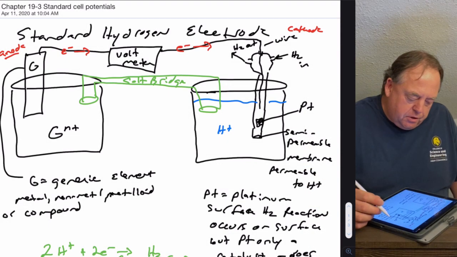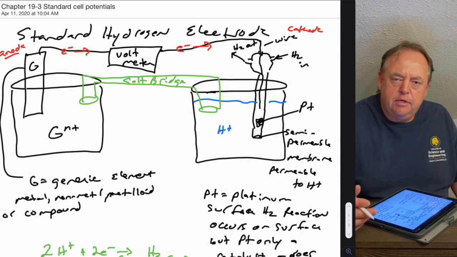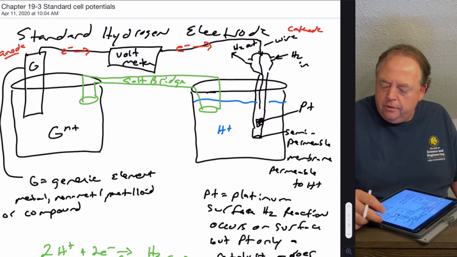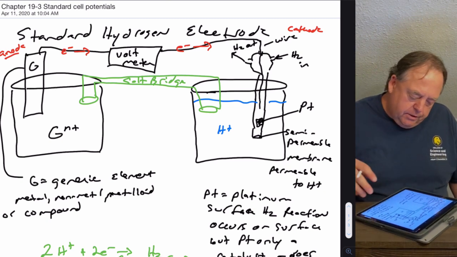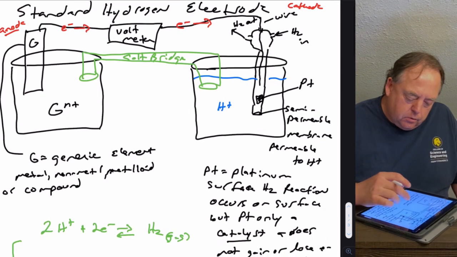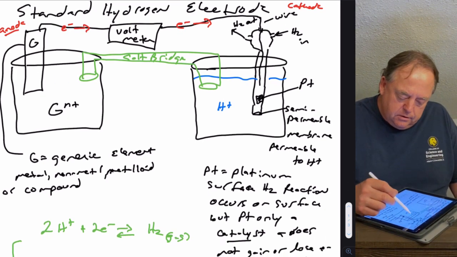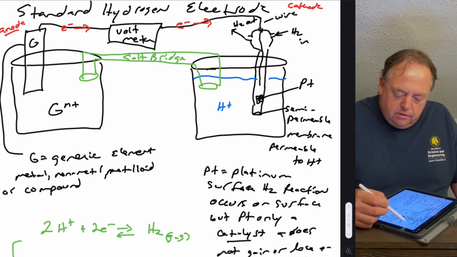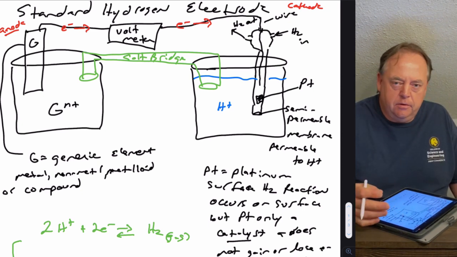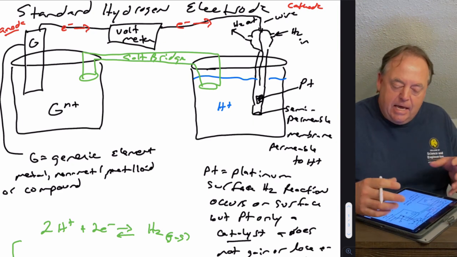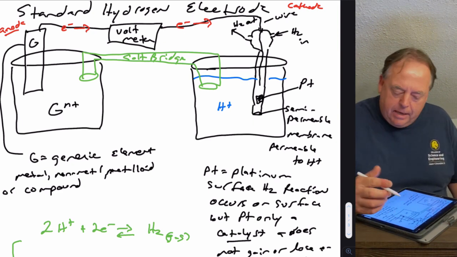So in this lecture, we'll cover what are known as standard cell potentials, and we'll also look at the relative strength of oxidizing and reducing agents. Okay, so this is what a standard hydrogen electrode looks like on the right. Hydrogen, of course, is a gas, so it's going to be harder to work with because you need to be able to contain the gas and pump gas in and pump gas out.